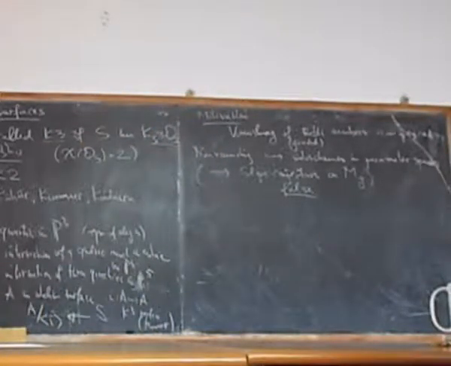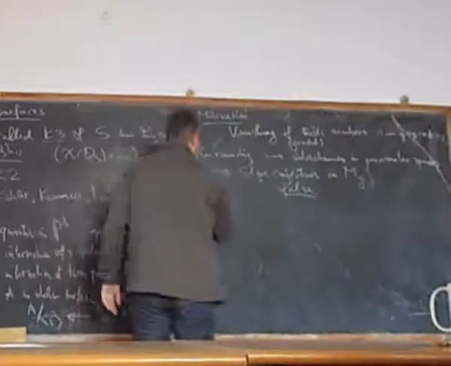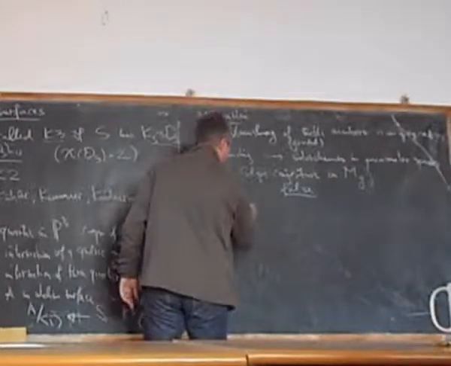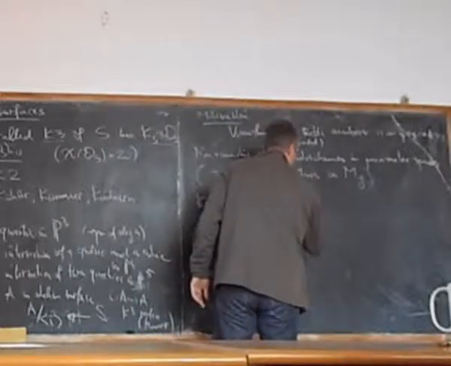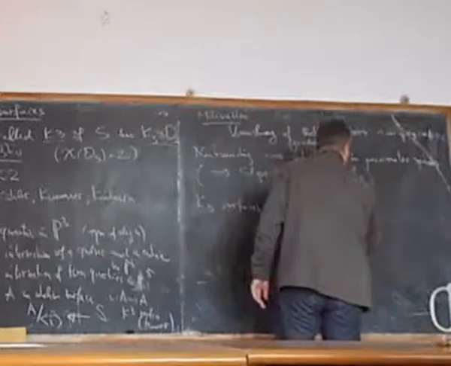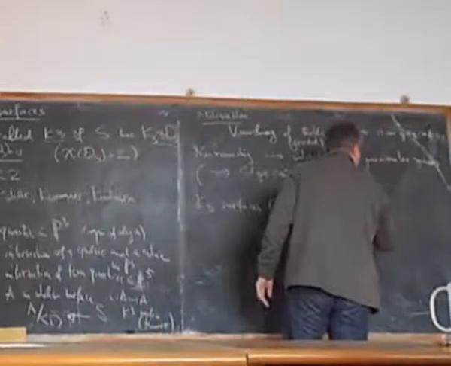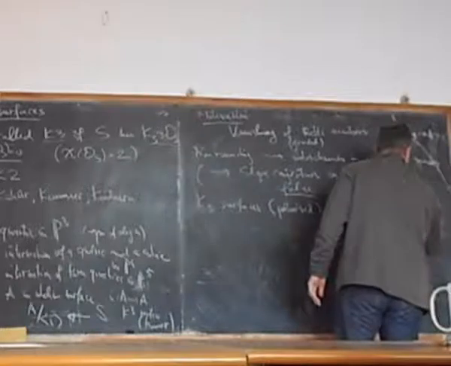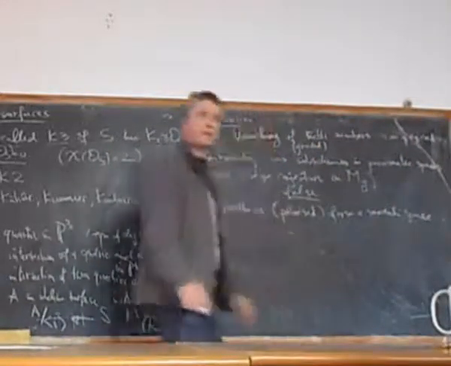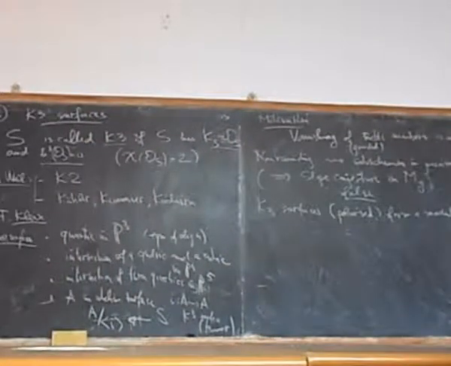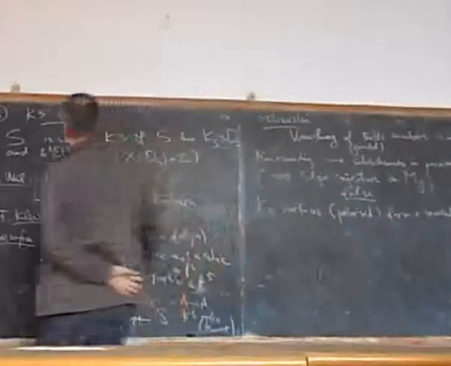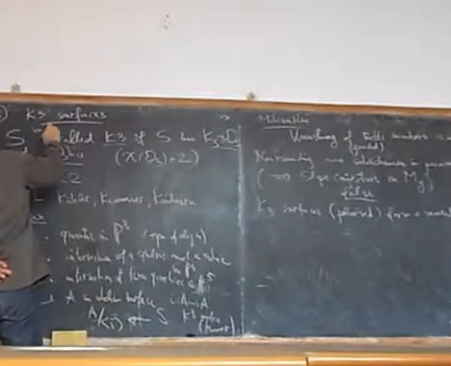So in particular, polarized K3 surfaces form a moduli space. This is a non-compact space. When you consider this moduli space, do you consider it smooth in this case? Yeah, smooth. Sorry, I should have mentioned this. Okay, smooth by definition.